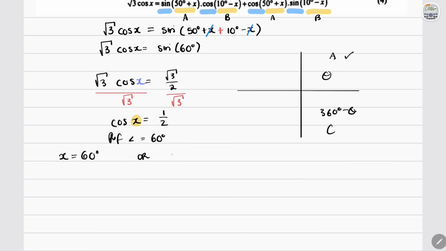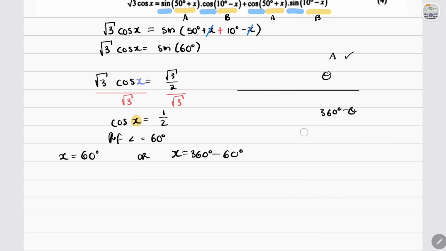Then you could also say x is equal to 360 degrees minus our reference angle, which is 60 degrees. And so that would give you 300 degrees. Of course, you'd also have plus k 360 degrees if you were using this method. And then the only one that would work would be the one where k is equal to 0 as well. So you can do that.